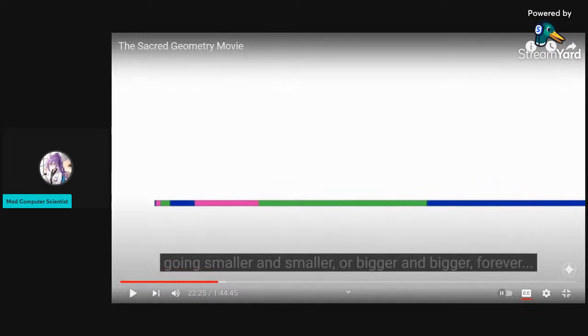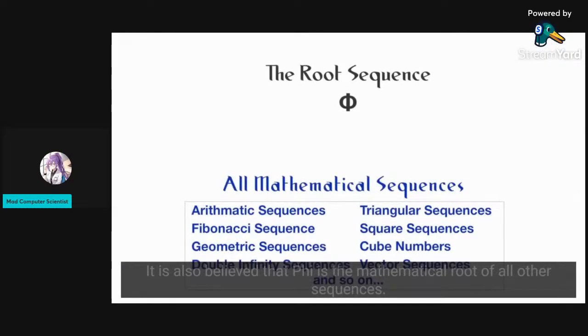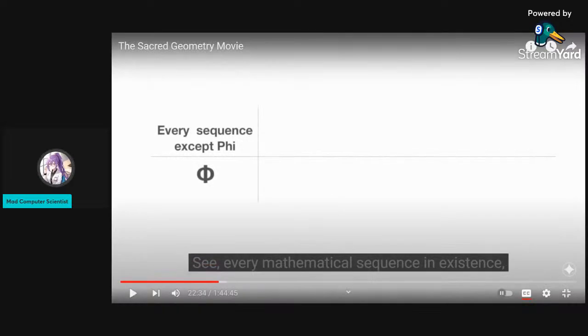Yes, and the point you're going to get to is this will give us the Fibonacci sequence, essentially. Forever. This ratio is infinite. It has no beginning and no end. It is also believed that phi is the mathematical root of all other sequences. See, wait, what?